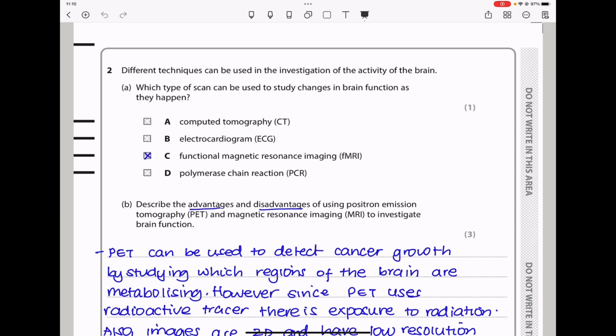Question 2. Different techniques can be used in the investigation of the activity of the brain. Which type of scan can be used to study changes in brain function as they happen? This is studying them during activity. That is usually functional magnetic resonance imaging, which is fMRI, so the answer here should be a C.